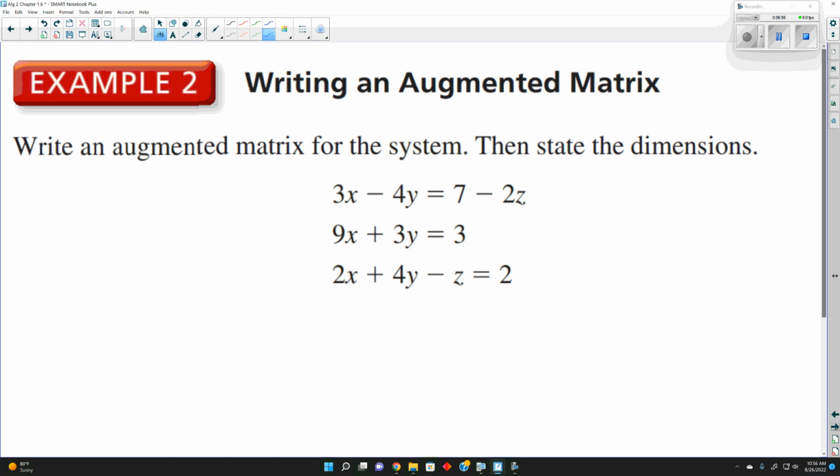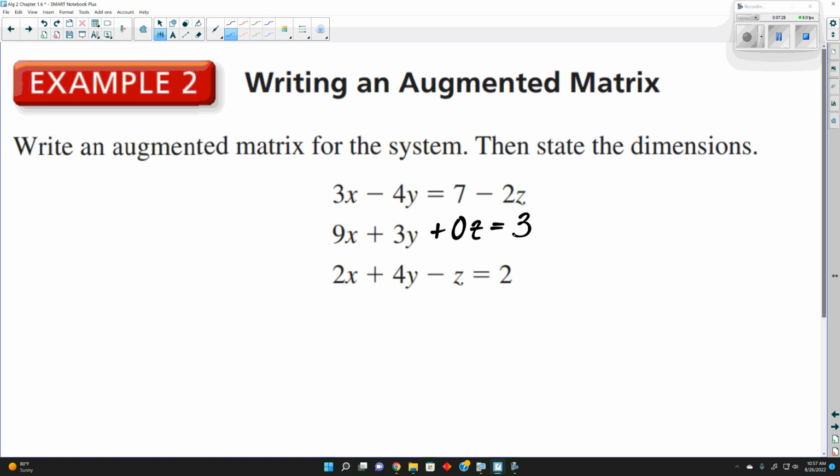Would you add a z where that 3's at? Make it a 1z? For the middle one? So is there a z in the middle row? What number would be in front of the z? 0. Because we could rewrite this middle one as plus 0z is equal to 3, because anytime there's a variable missing in one of them, now it's going to be 0.